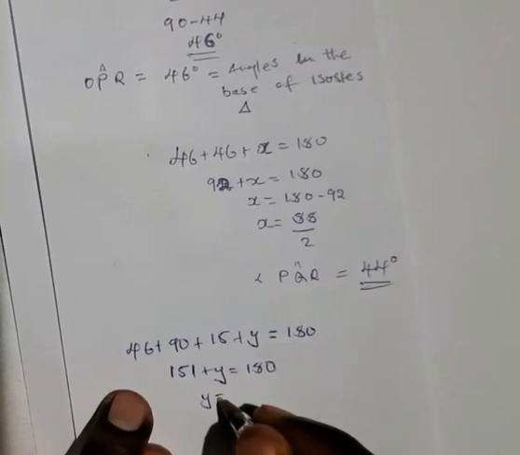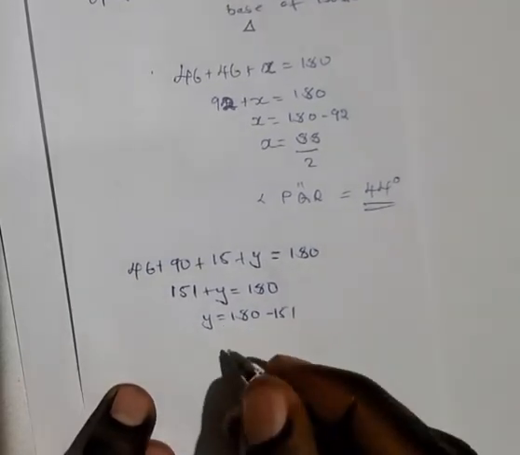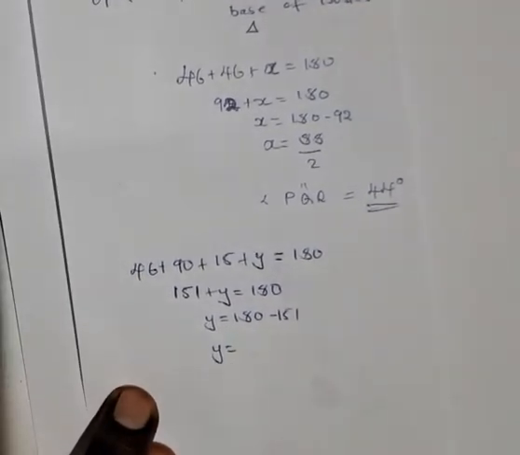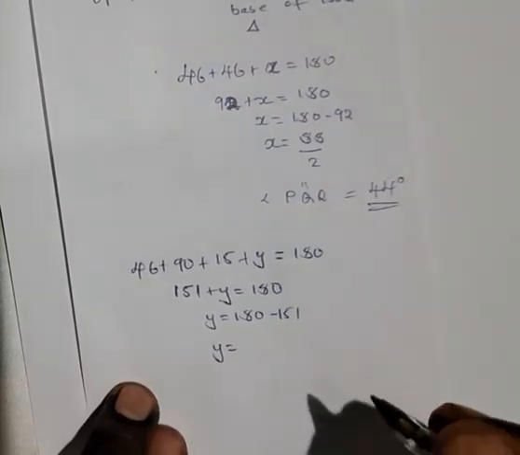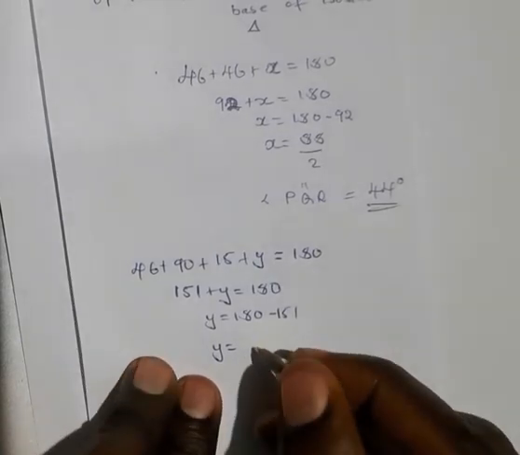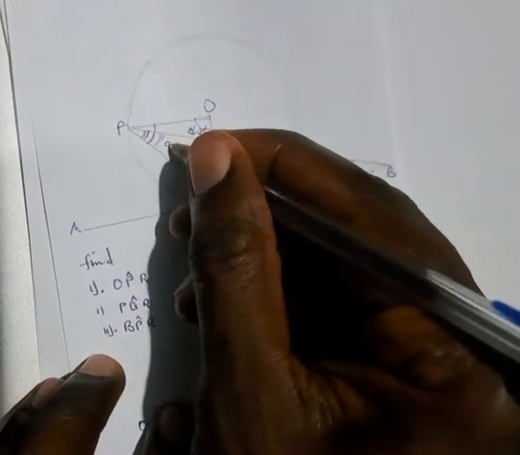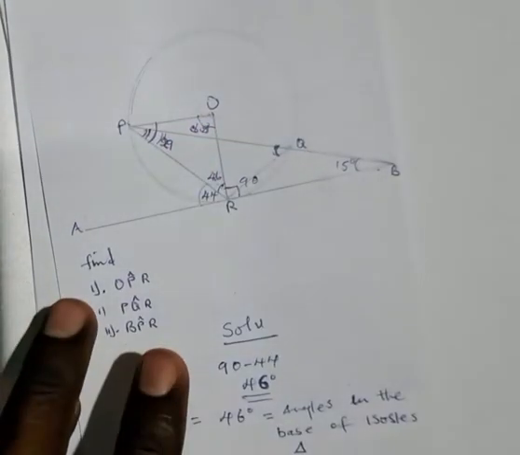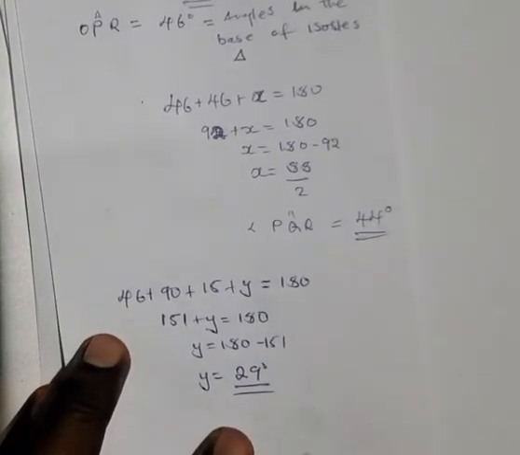So y is equal to 180 minus 151. y is equal to, is it 29 or 39? 29. Yeah, it's 29. So this angle here is 29, and I think this marks the end of this question.